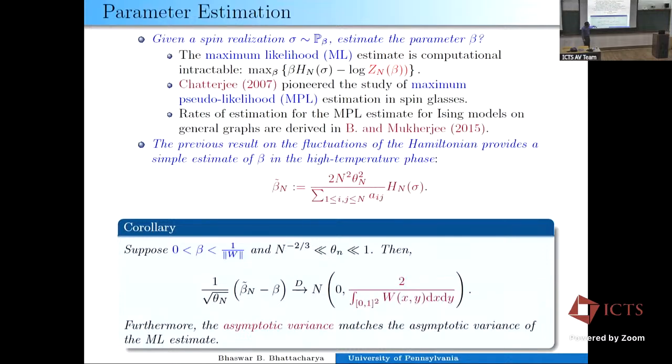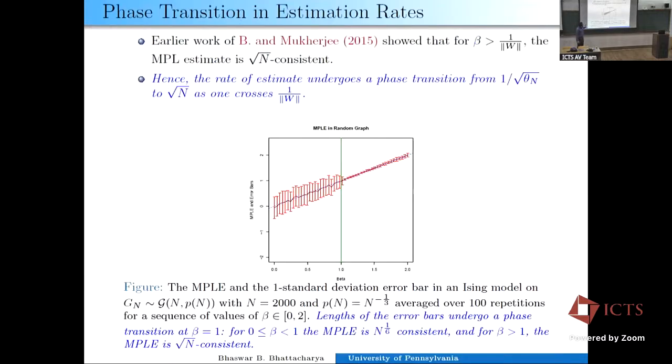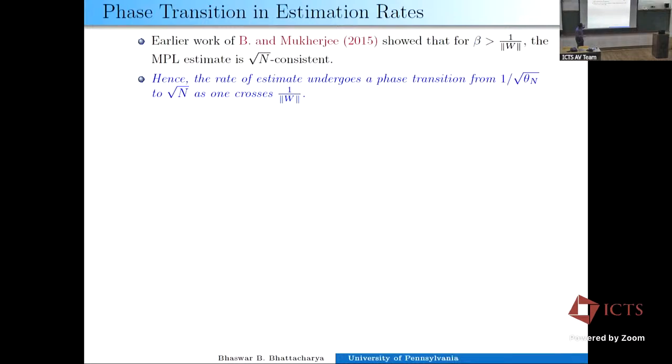What happens in the low temperature phase? In the low temperature phase, we know from earlier work the rate is parametric, the rate is better. We don't know the fluctuations. We don't know distributions. So what happens is the estimate has a slower rate in the high temperature phase and a root n rate in the low temperature phase. And the phase transition is exactly at the point of the thermodynamic phase transition.